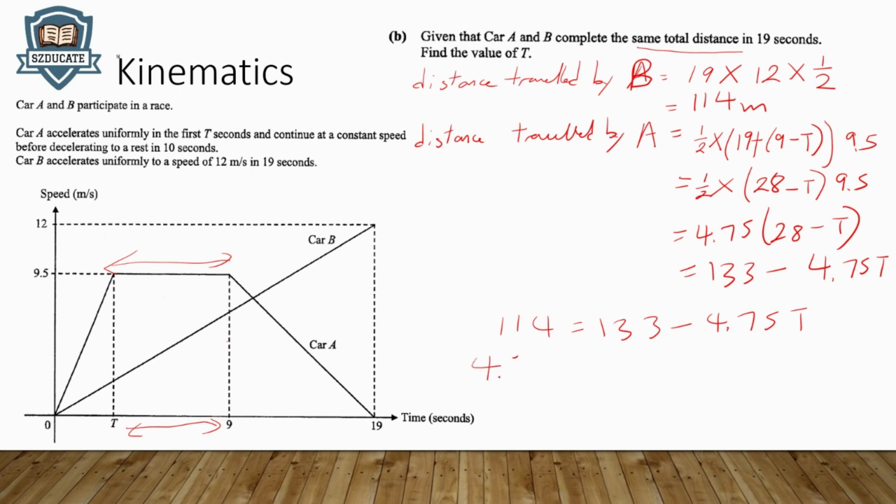Let's adjust a bit. 4.75 come over, 114 come over. 133 minus 114 will give me 19. So T is 19 divided by 4.75, which will give me 4 seconds. And it makes sense. Okay, so my T is 4.